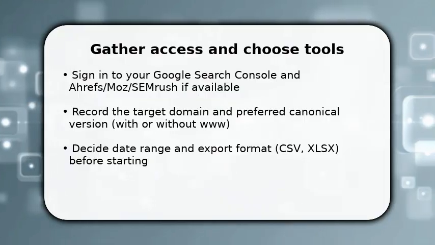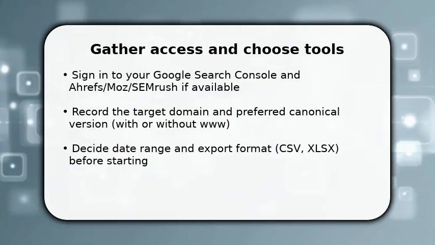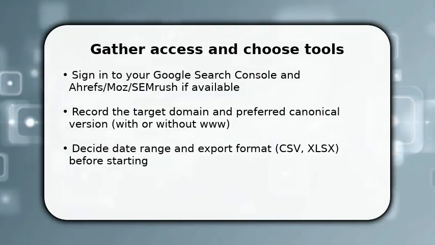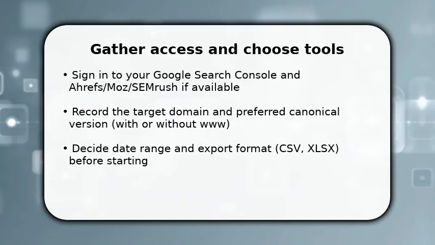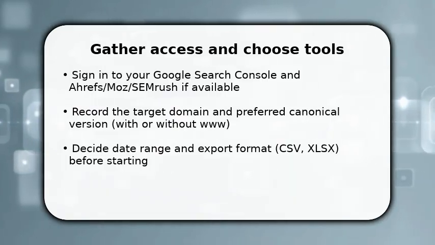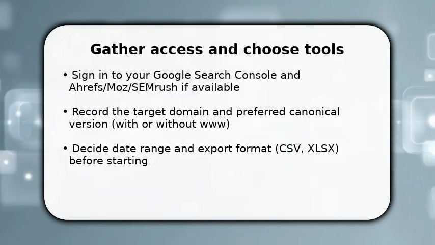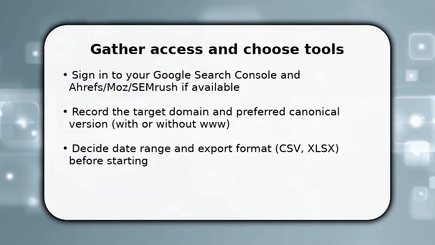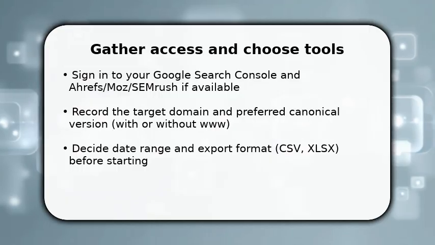You start by collecting access and picking tools. Open Google Search Console and any paid backlink tool you have. You need the exact domain and canonical version. Enter that now. Once done, set the date range and export format so results are consistent across tools.